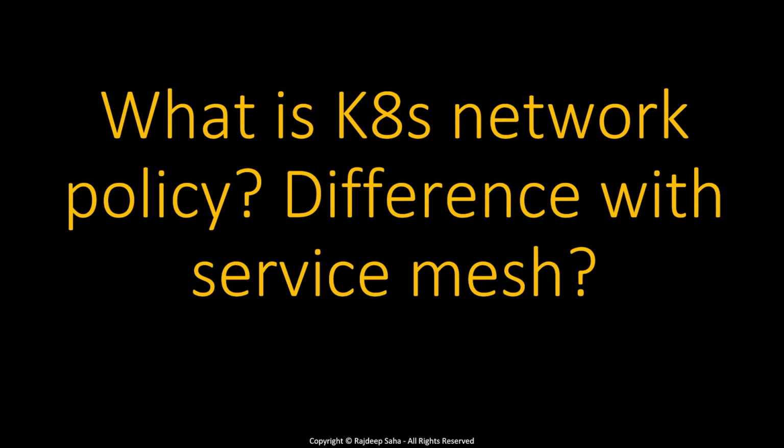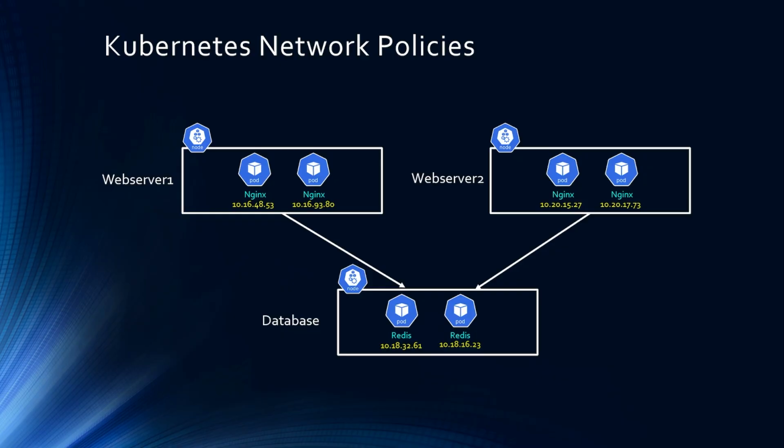Next question, what is Kubernetes network policy, and what is the difference between network policy and service mesh? As the name suggests, network policies can control the network traffic flow. Let's say you have these two namespaces, web server 1 and web server 2, and they are both interacting with this database, and you only want the traffic to the database from web server 1. You can achieve that using network policy. With network policy, you can specify that the pods running in the namespace database can only accept traffic from namespace web server 1. It is great for multi-tenant clusters.